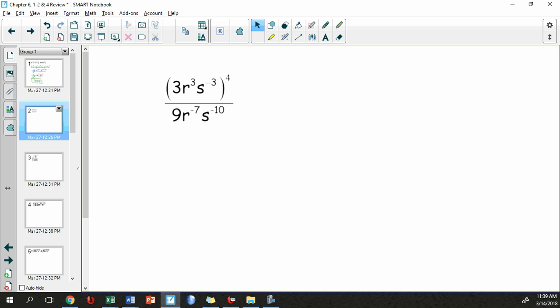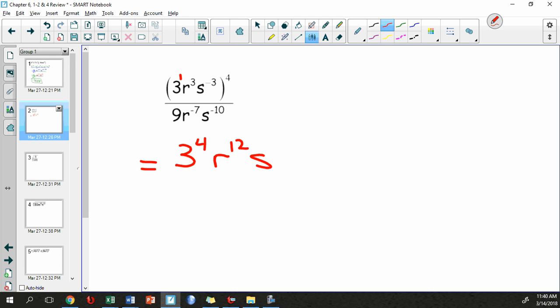Okay, the first thing you should look at is inside the parentheses, you should be looking for any what? Missing exponents. Is anything missing an exponent? The 3 is missing an exponent, so you're going to put that on. Now, what do you do with the power on the outside with the power on the inside? That means you're distributing and multiplying that. So 3 to the 4th, r to the 12th, s to the negative 12, all over the bottom. You're not going to do anything with it.